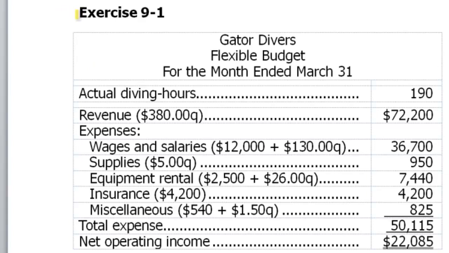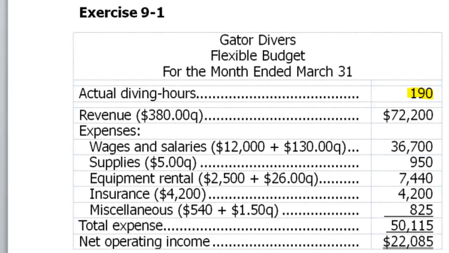In this video, we're going to be using exercise 9-1 from your textbook to demonstrate how to do a flexible budget. The company that we're doing this for is called Gator Divers, and the planning budget is given in your textbook. The planned hours, the planned activity level, is 200 actual diving hours. But the actual diving hours come out to 190.